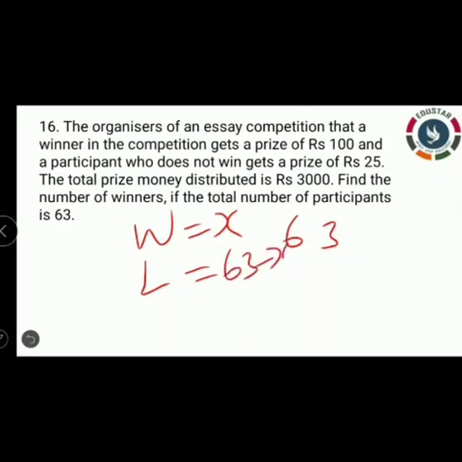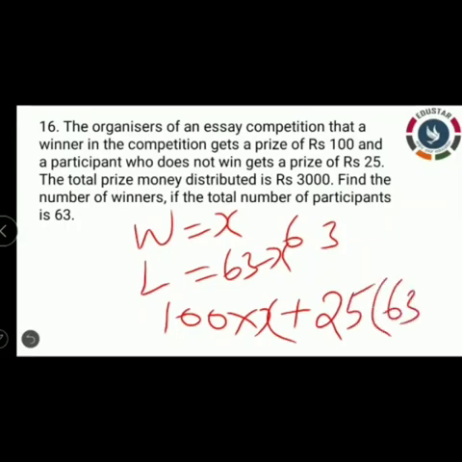63 minus x. Here, the winner gets a prize amount of 100 rupees. So, 100 into x. Losers get an amount of 25 rupees. So, 25 into 63 minus x. And the third condition, what did they give? The total prize money distributed is 3000 rupees, is equal to 3000. Here, only one condition, you are going to apply the distributive property.